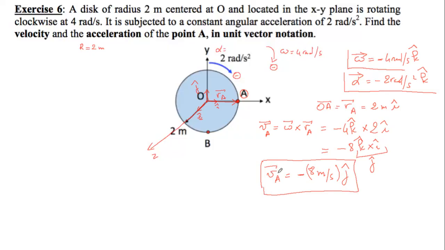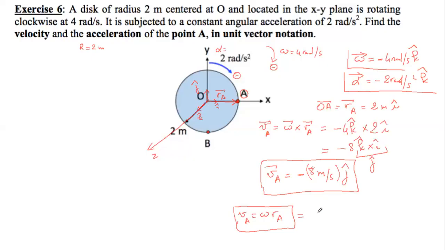Is it clear? Good. Another way to solve for VA is to say that VA is omega times RA. This is a magnitude. The linear velocity is the angular velocity times the distance.